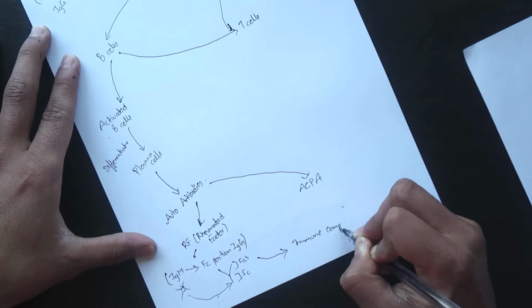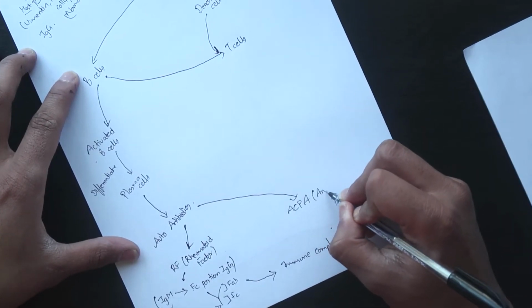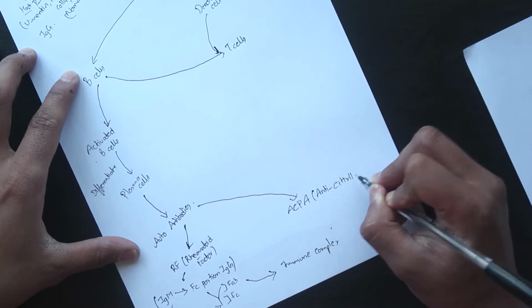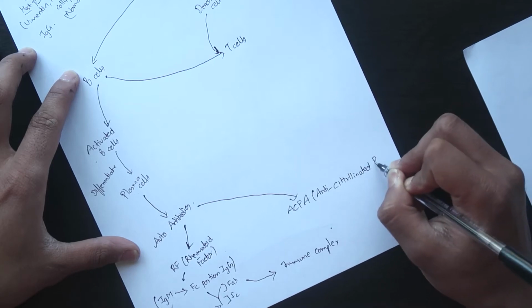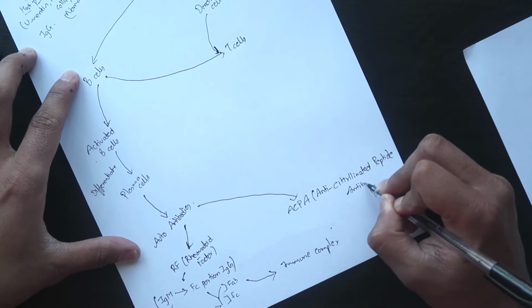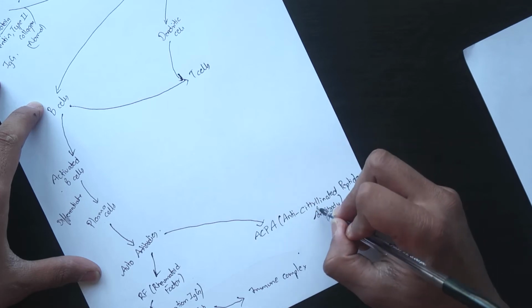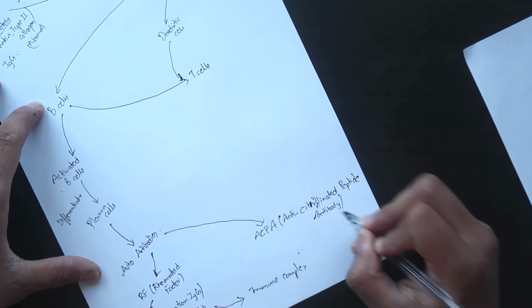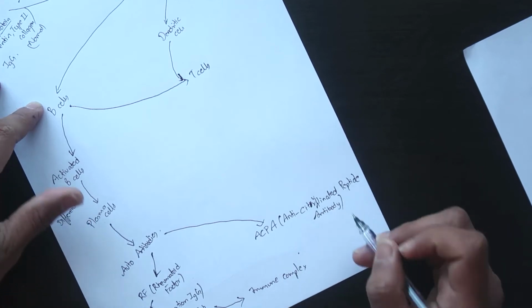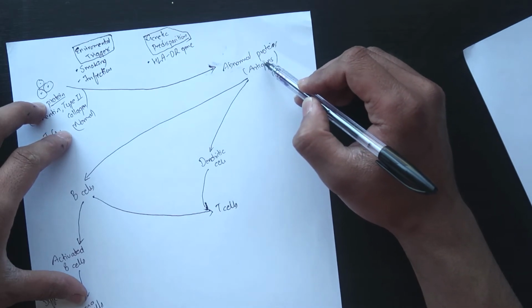Okay, immune complexes. And this ACPA is known as anti-citrullinated peptide antibody. I'm sorry about the spelling here. Citrullinated peptide antibody. So this antibody will attack these abnormal proteins here.